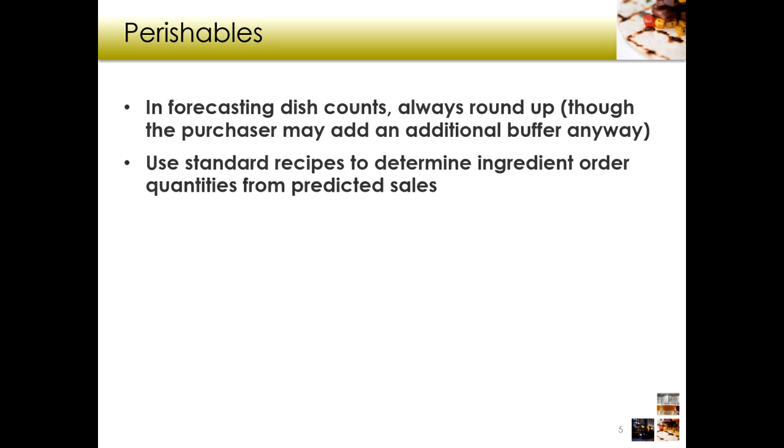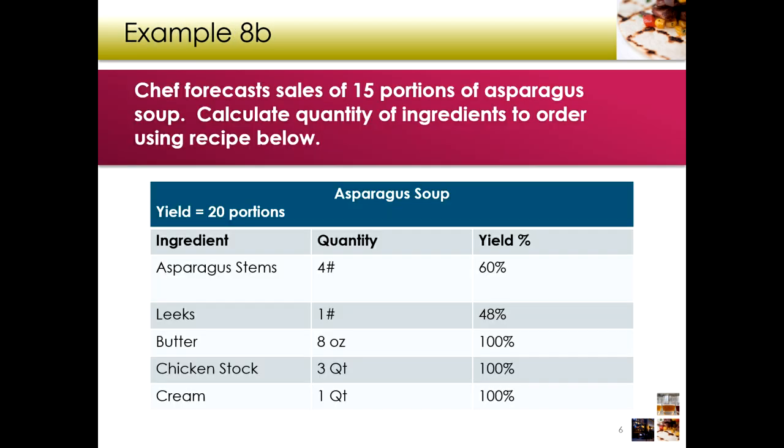In our recipe, we're going to use the yield percentages to determine how much product we need to order. If the recipe says we need 5 pounds of asparagus EP, cleaned and trimmed, then we're going to use the yield percentage to determine how much we need to order, right? So our next example here: the chef forecasts sales of 15 portions of asparagus soup. Calculate the quantity of ingredients to order using the recipe below. So our recipe says we need 4 pounds of asparagus stems, and our yield is 60%.